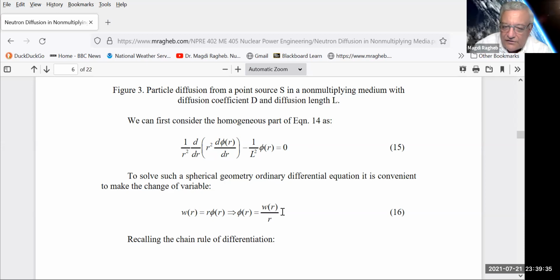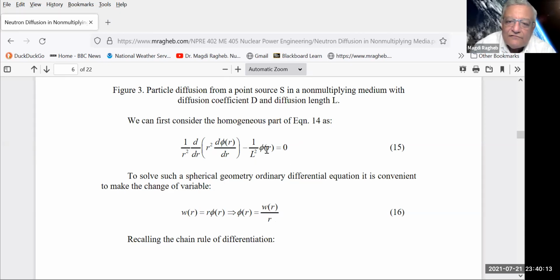We're going to do it in detail today, but when we get to the multiplying medium, we are going to use it and not go through the detail. So in that case, the mathematicians tell us as engineers, make a change of variables, in the terminology of mathematics, of phi of r being equal to some function of r, let's call it w of r, divided into r. Why? Because the Laplacian always leads to 1 over r dependence.